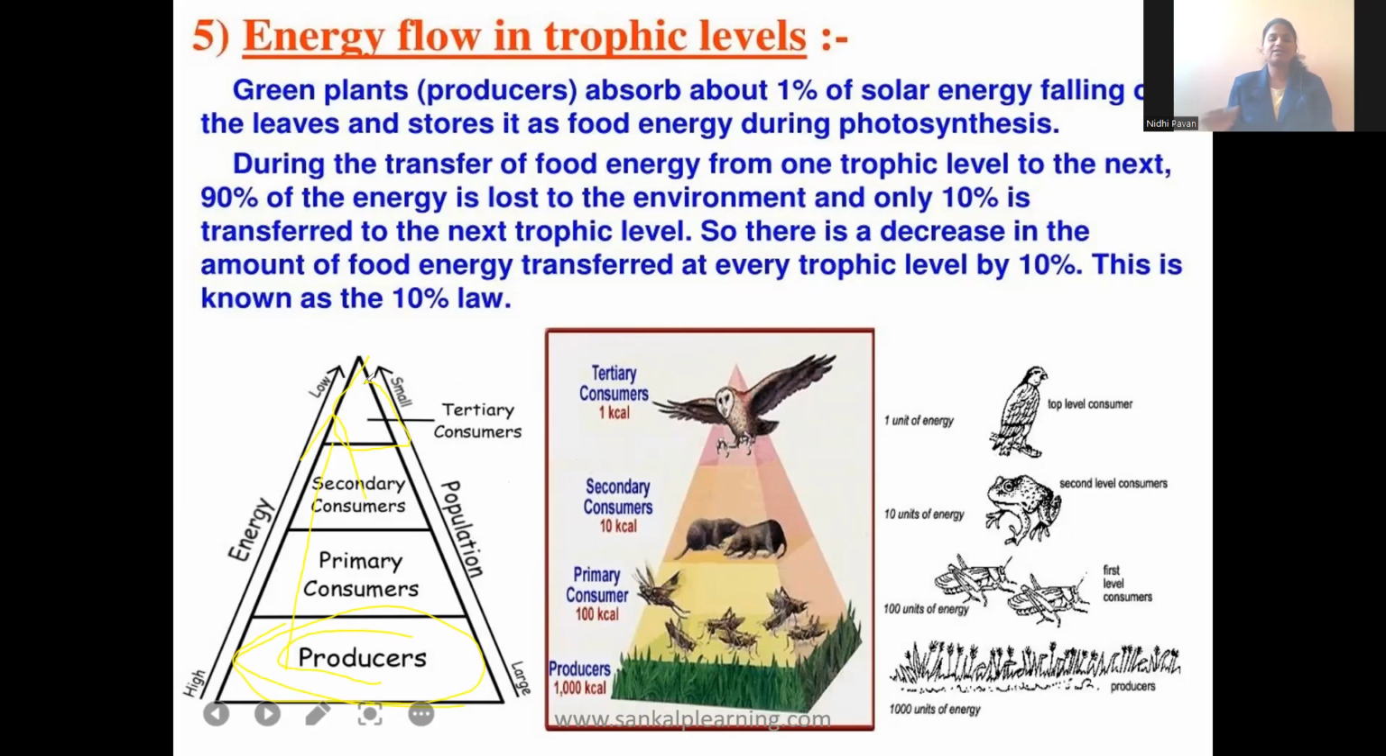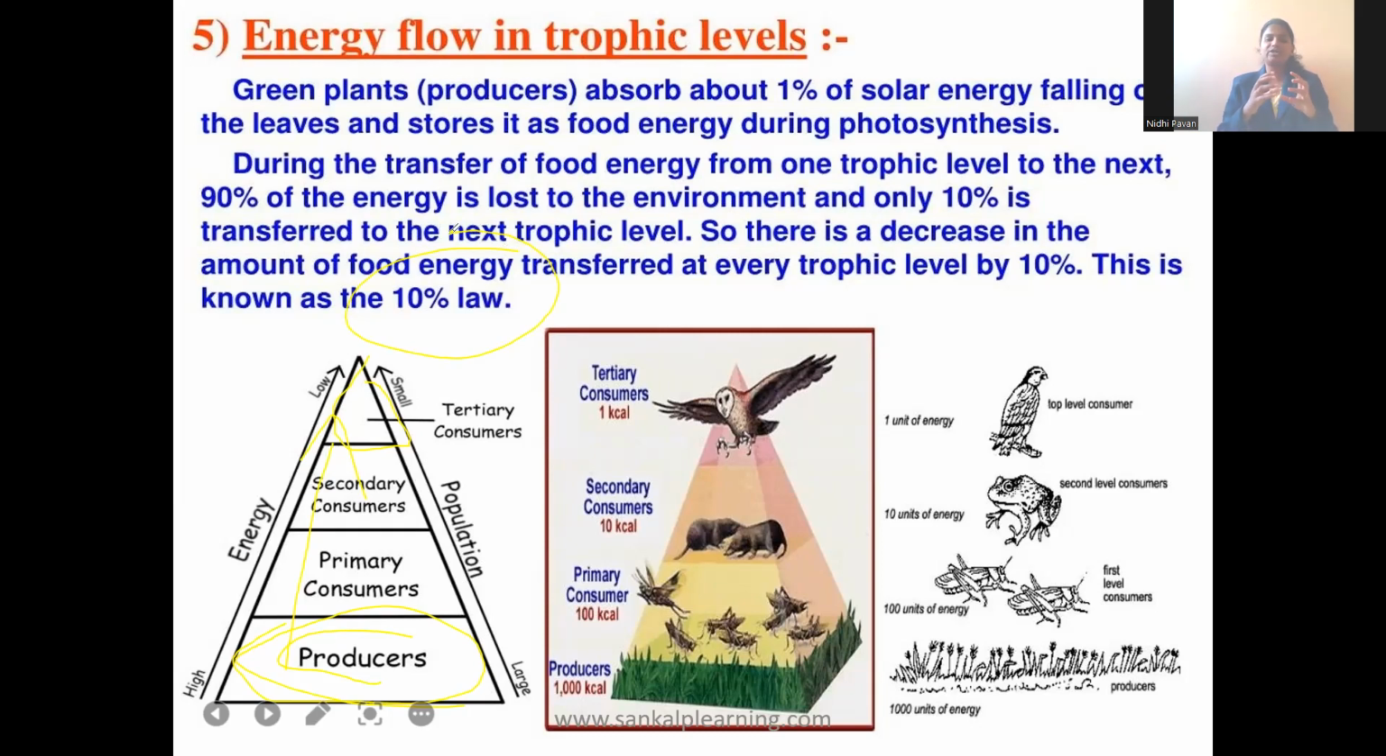So what happens, as you can read in the slide over here, during the transfer of food energy from one step to another, that is from one trophic level to another trophic level, 90% of energy will be lost in the environment, whereas 10% of energy will be transferred from one step to another step. So this decrease in the amount of energy, that is transfer of only 10% of energy, is called the 10% law.